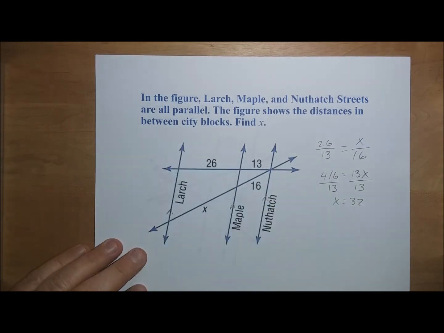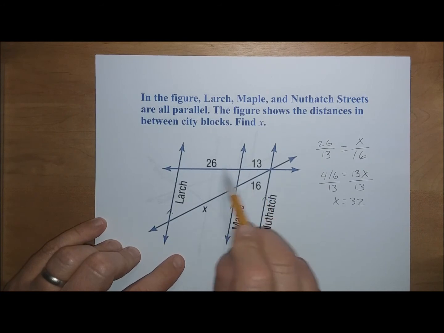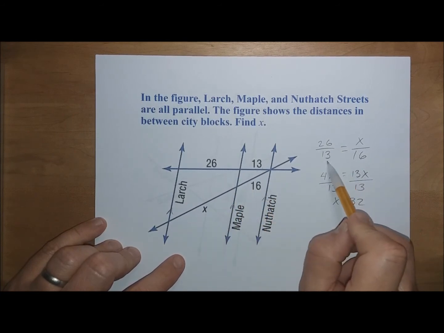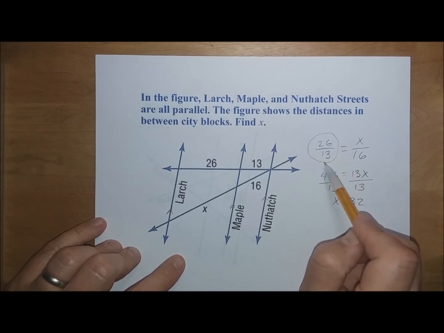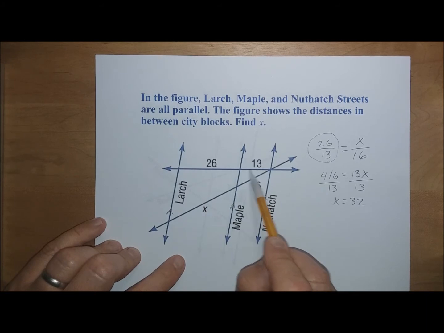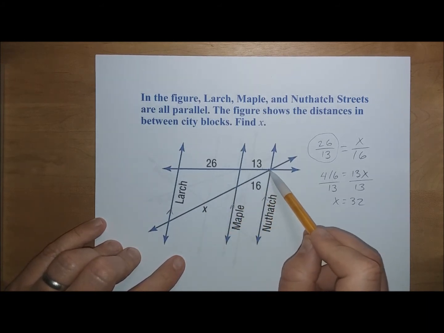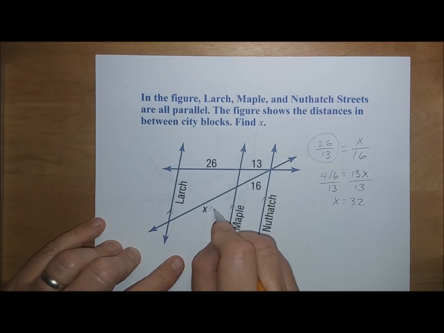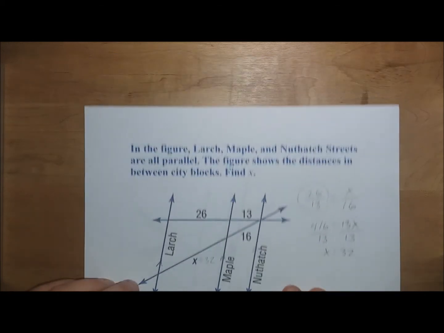Okay, so what's the shortcut here? Recognizing that the ratio of these two is 2 to 1. 26 over 13 is 2 over 1 if you were to put that in lowest terms. So if this block is twice as long as that block, this block's going to have to be twice as long as that block, which is 32. Okay, so that's a little shortcut you can use. Let's try another one of these.